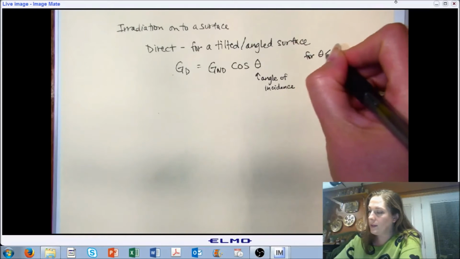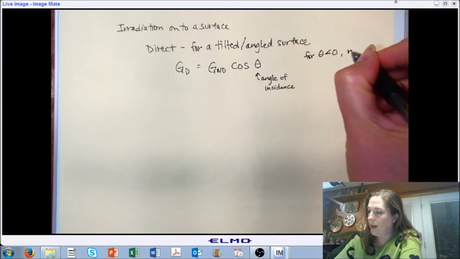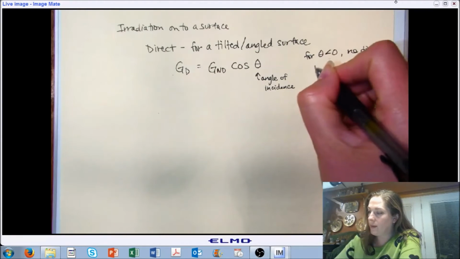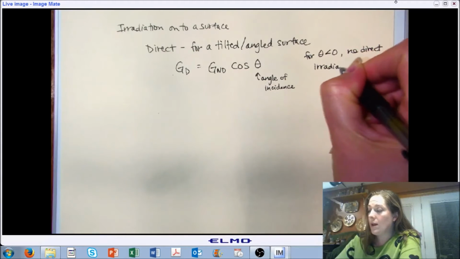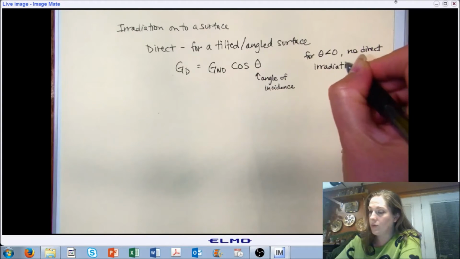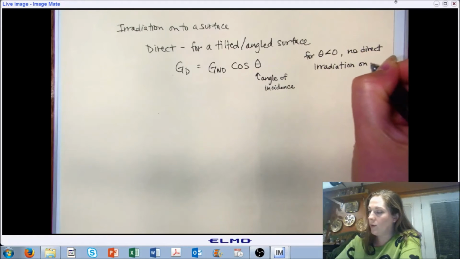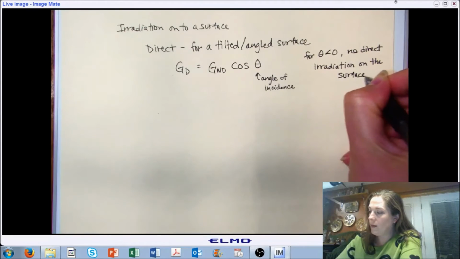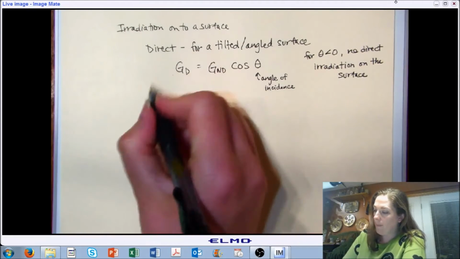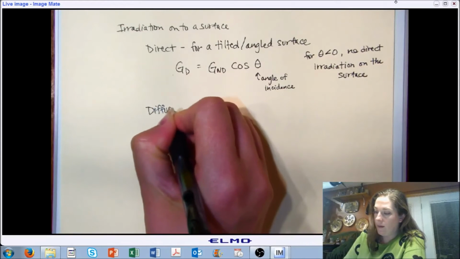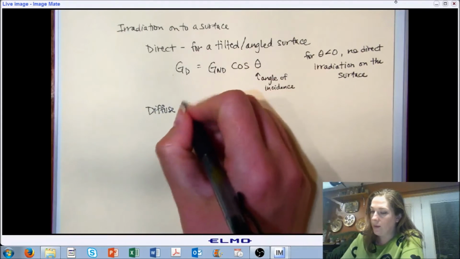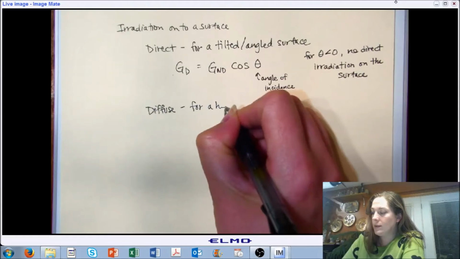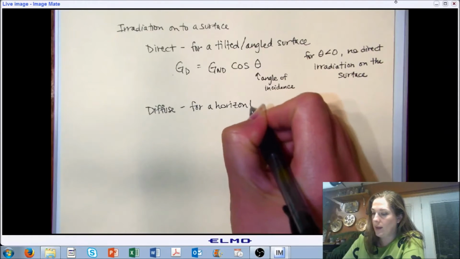If our angle of incidence is less than 0, then we have no direct irradiation on the surface. We can still have irradiation on the surface, but it can't come in the direct sense. It can come from reflection mostly. If we want to get the value for diffuse, first we start with the value for a horizontal surface, and then we'll do a correction for the tilt again.